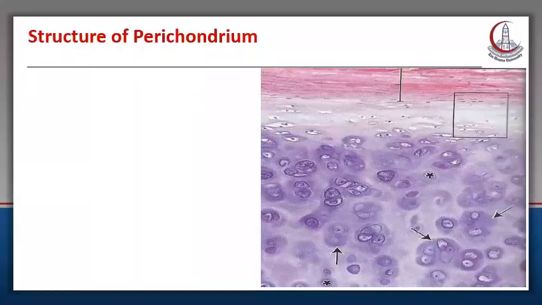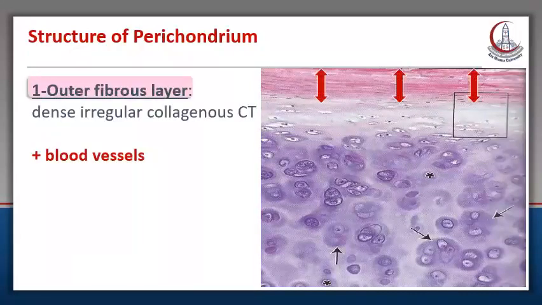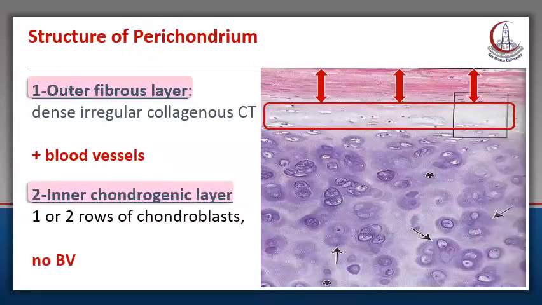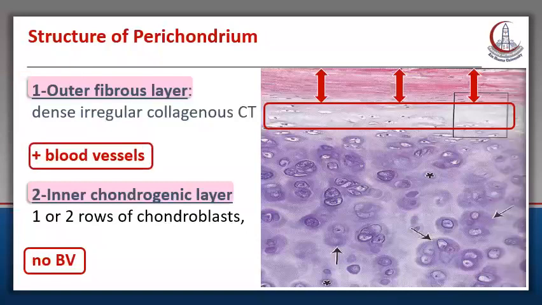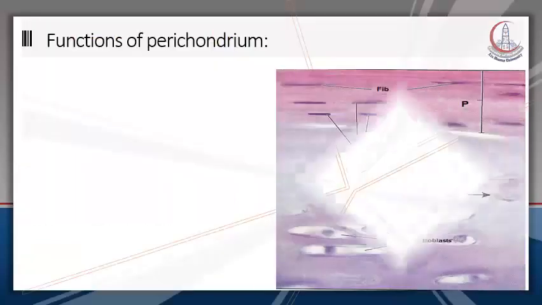Structure of the perichondrium. The perichondrium is formed of two layers. The first layer is the outer fibrous layer. It is a dense, irregular, collagenous connective tissue formed of collagen type 1. It is formed also of cells, fibroblasts, and blood vessels. The second layer is the inner chondrogenic layer. It is formed of one or two rows of cells called chondroblasts, and it contains no blood vessels. So the perichondrium is formed of two layers. The outer fibrous layer contains blood vessels, but the inner chondrogenic layer does not contain blood vessels.